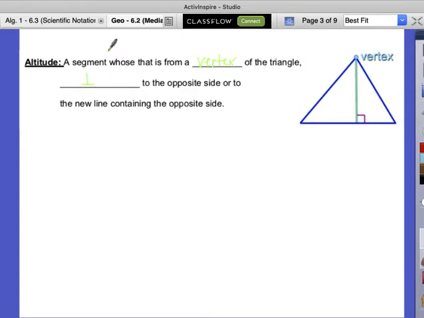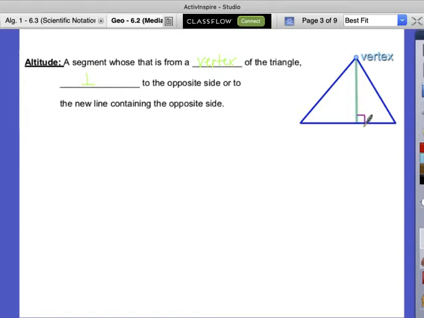So instead of a median where it goes from the vertex to the opposite midpoint, it goes from the vertex being perpendicular to the opposite side, which isn't always the same thing. Like here, it looks like this is not the midpoint as well. Okay, it looks like it, but it's going to the right angle.